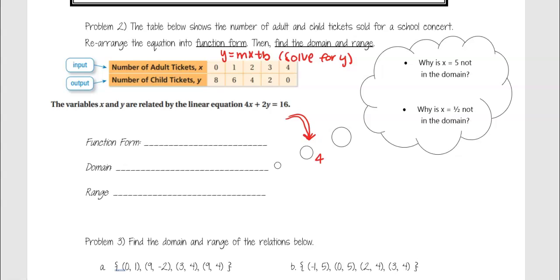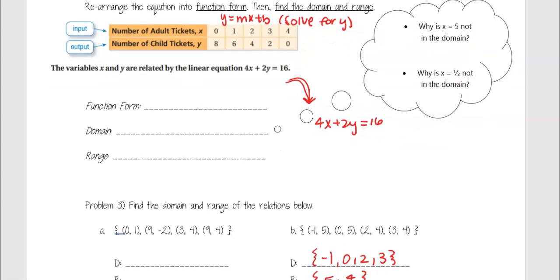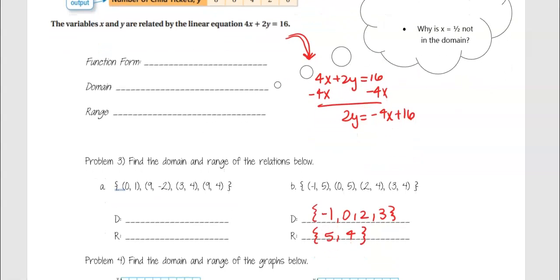So let's write this down. 4x plus 2y equals 16. First step, if I want to get that y by itself, I'm going to subtract 4x on both sides. And I'll get 2y equals negative 4x plus 16. I'll put the negative 4x first so it looks like slope-intercept form. And then I'm going to divide everything by 2 to get that y by itself. There's my function form.